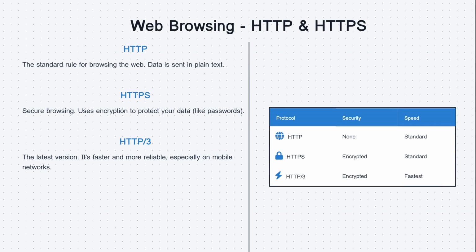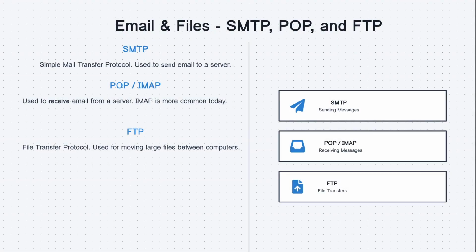Now we will talk about one of the very common things we always do online, that is web browsing. When you browse the web, you use HTTP, which is Hypertext Transfer Protocol. But today, almost everything is HTTPS. The S stands for secure. It uses encryption to protect your passwords and your personal information. The latest version, HTTP/3, is even faster because it handles network changes like switching from Wi-Fi to LTE, which is much better than older versions.